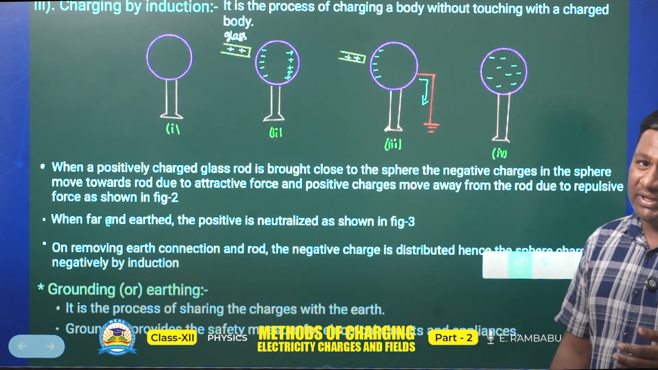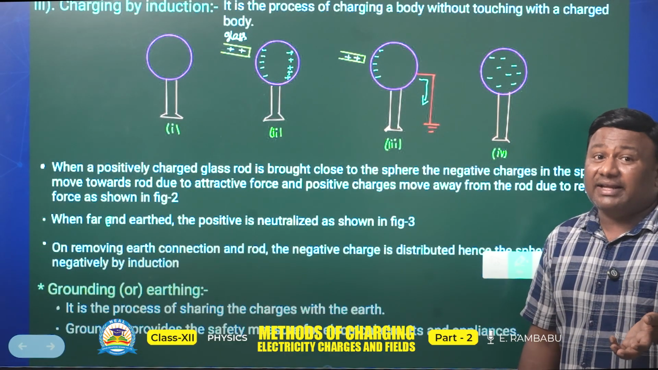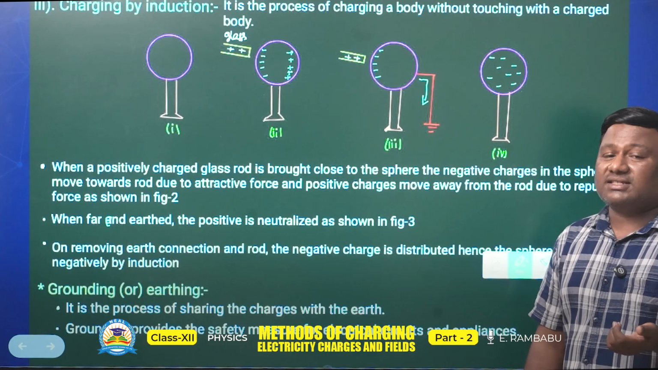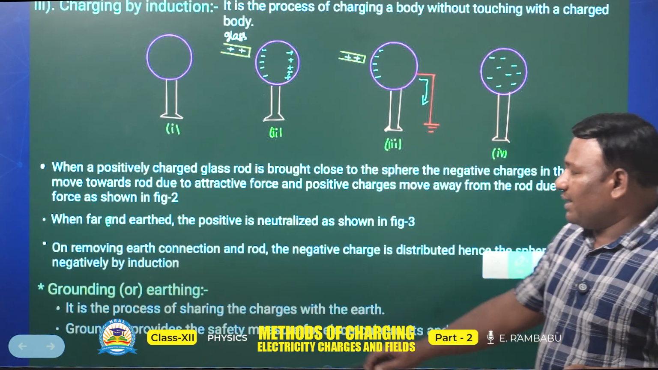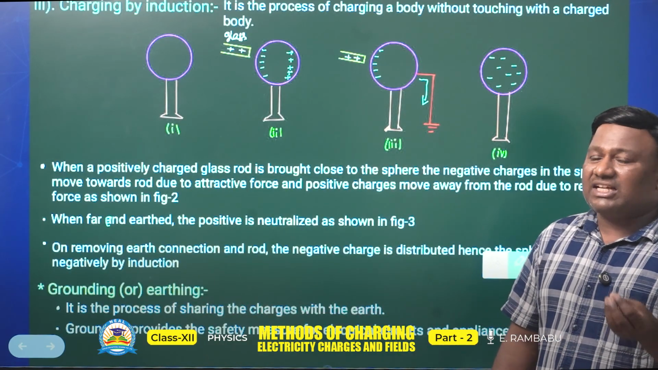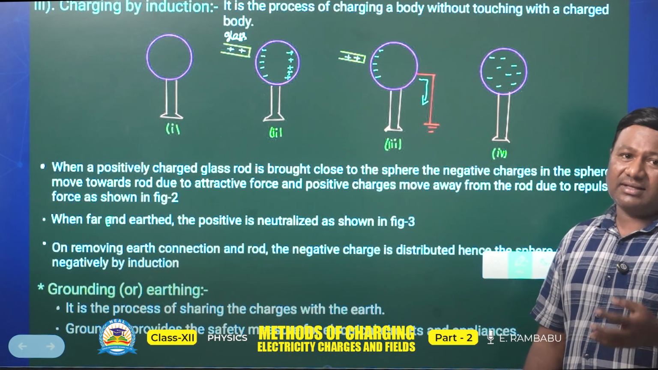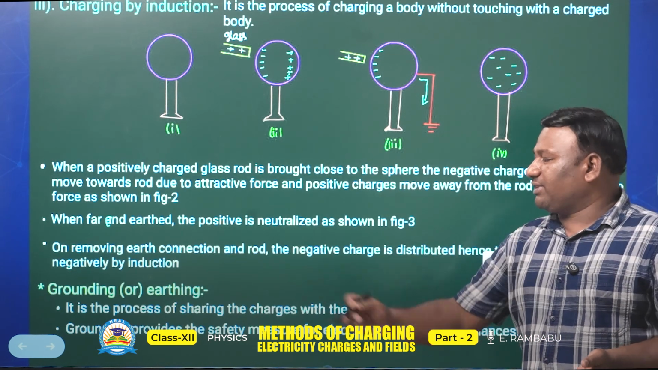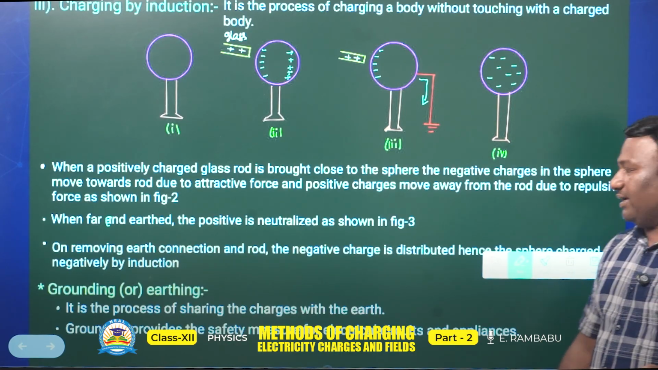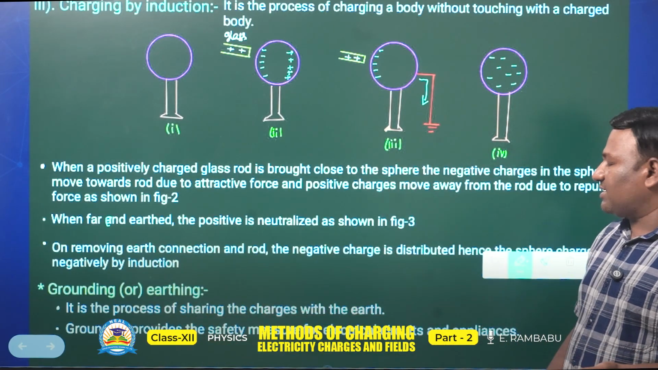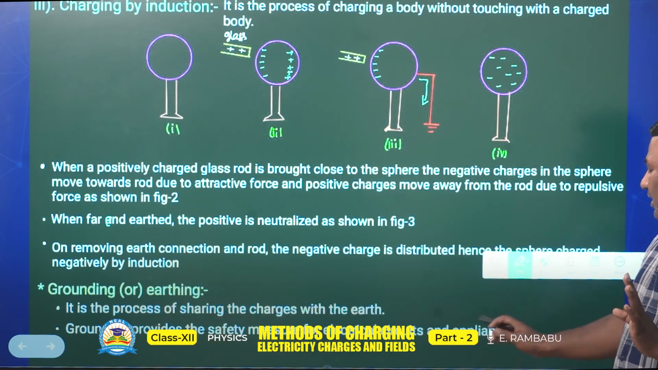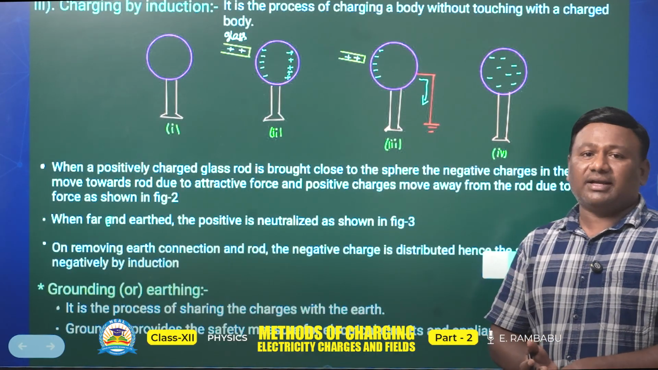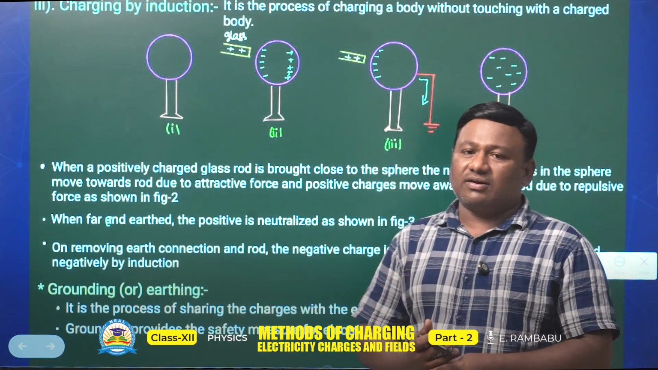Generally in households we observe earthing. Earthing is used to protect the appliances from over voltages and over currents. So here it is the process of sharing the charge with the earth. Any excess charge that is there is diverted to the earth with the help of the neutral or earthing. So grounding provides a safety measure for electrical appliances. So this is the purpose of grounding or earthing, and these are the methods of charging.